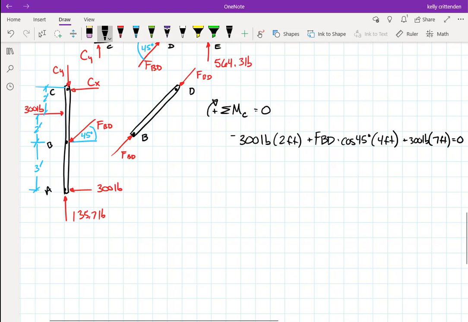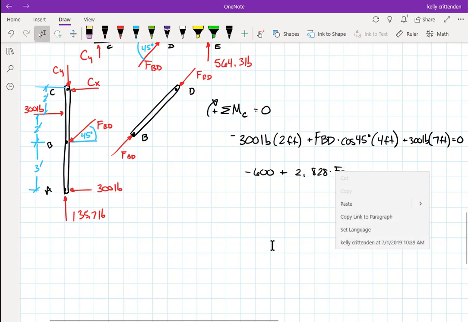All right, so 300 times 2 is negative 600, plus cosine 45 degrees times 4 is 2.828 times BD, plus 2100.